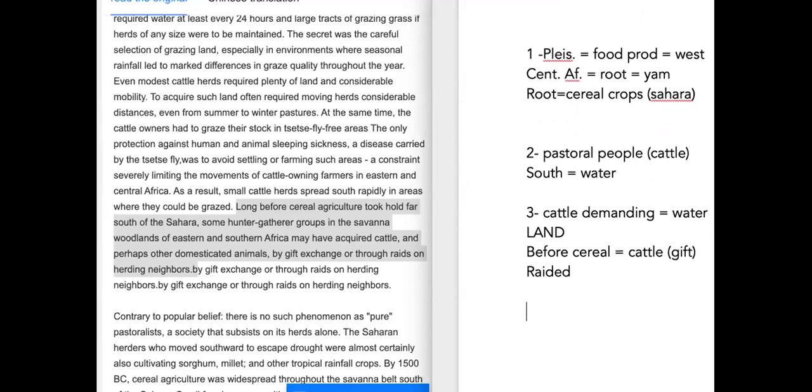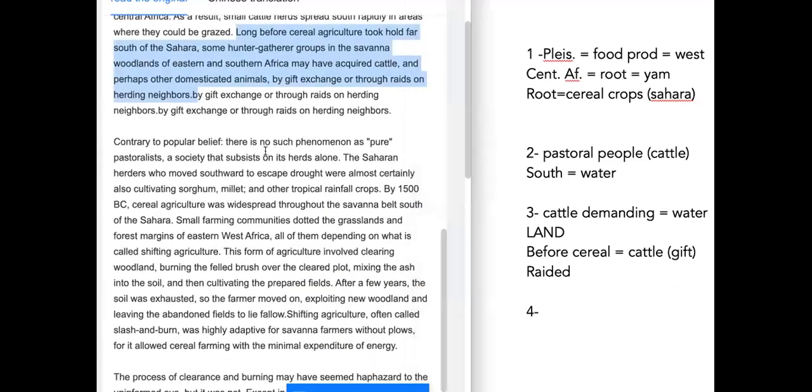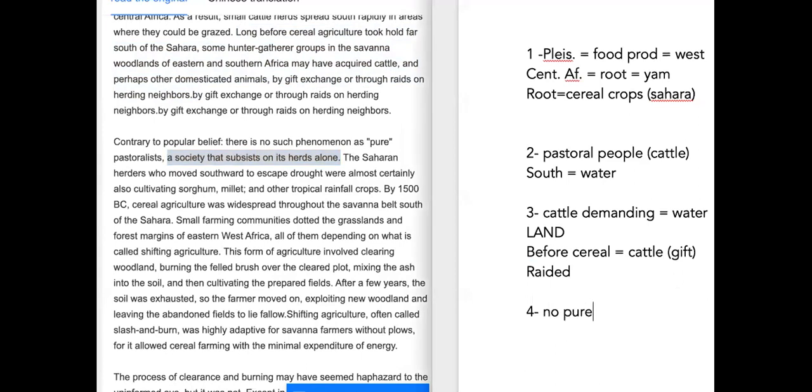Okay, going on, next paragraph. Contrary to popular belief, there is no such phenomenon as pure pastoralists, a society that subsists on its herds alone. So no pure pastoralist, not subsisting on herds alone. So what are they subsisting on? What are they doing?